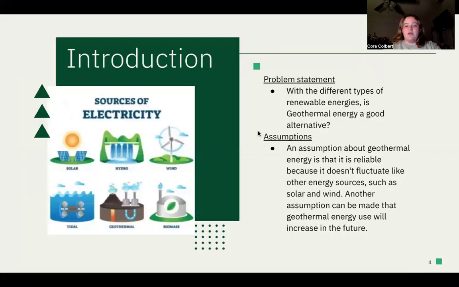So for my introduction, I'm going to begin with my problem statement, and that is that with the different types of renewable energies, is geothermal energy a good alternative? And my assumptions that I'm making before this project are that geothermal energy is going to be a reliable source and doesn't fluctuate like other energy sources, such as wind, solar, and hydro. Another assumption that I'm going to be making is that geothermal energy will increase in the future.